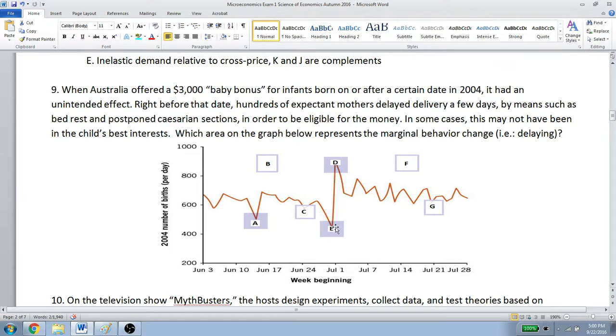And what we then see is there's another lesson here. This huge jump in D attracts our eyes because we think this is the thing that gets our attention, all the babies that were born on July 1st. But of course, we would have expected about 600 of them or so to be born on July 1st anyway. The thing that amazes me, the marginal behavior change, is the behavior of those moms on the last couple of days in June, and that's why E is the correct answer here. The area on the graph that represents the marginal behavior change, the act of delaying, is in fact E. That's the correct answer.